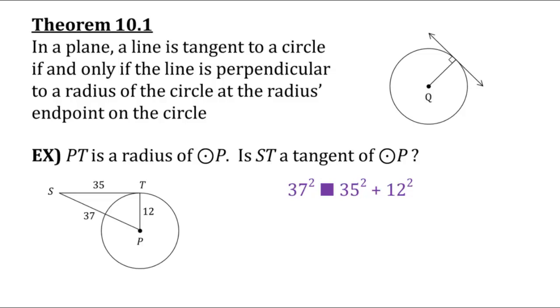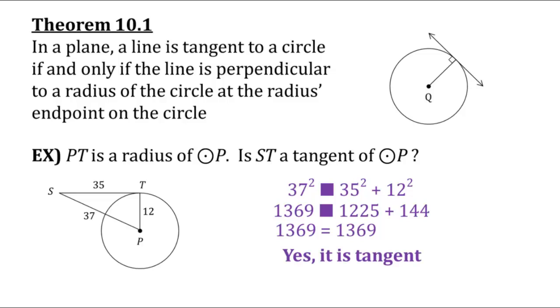So if this is a radius, we want these 2 sides to be equal. So I plugged it into my calculator. 37 squared is 1369. 35 squared is 1225, and 12 squared is 144. So when I add 1225 plus 144, I find that it's 1369. So since 1369 equals 1369, that means that triangle PST is a right triangle, and therefore ST is tangent to circle P.